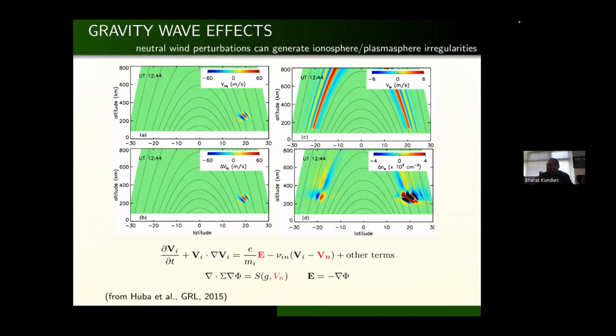They've used interferometric techniques to track these structures and ducts.